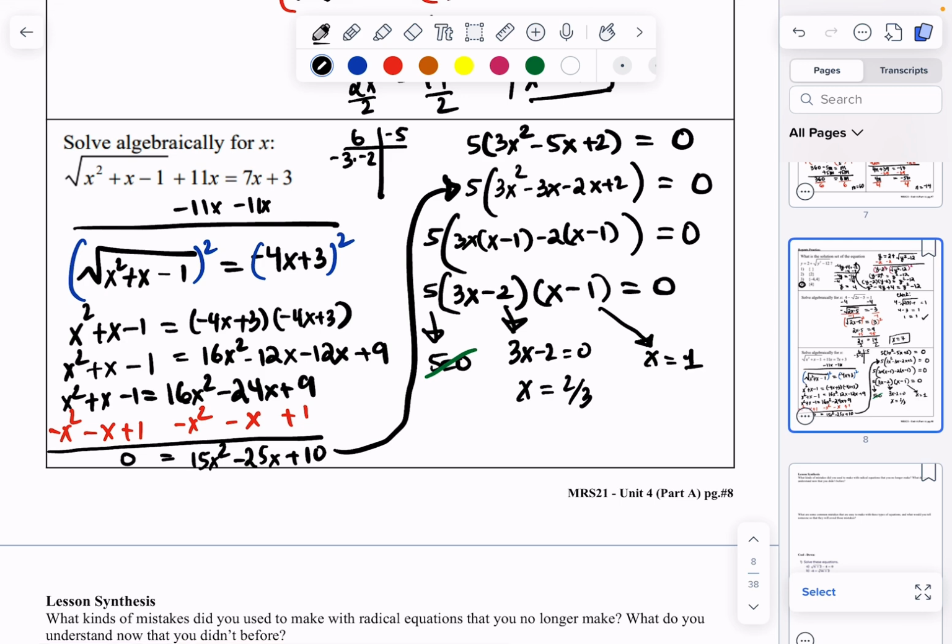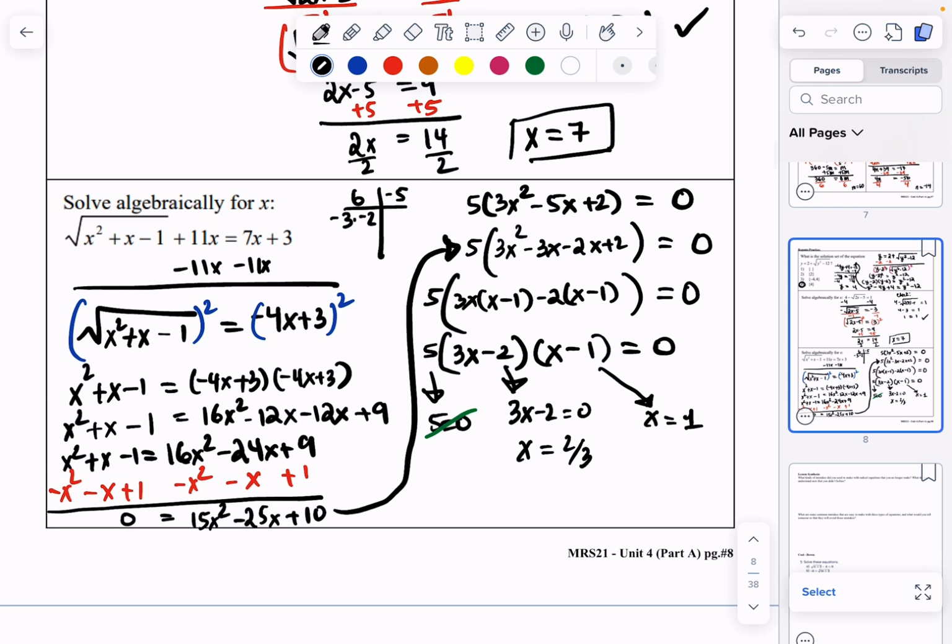Definitely go back and check the answers just to find out if you have an extraneous root or not, okay? All right, that's all I have today. Make sure you jot down all the notes, and if you have any questions, you could bring it to class.